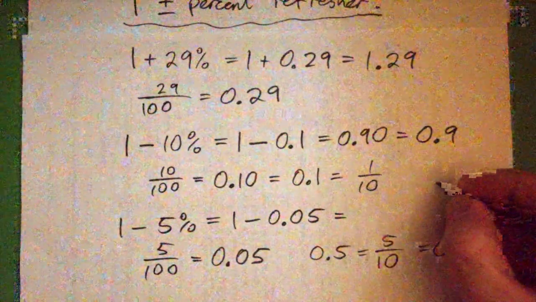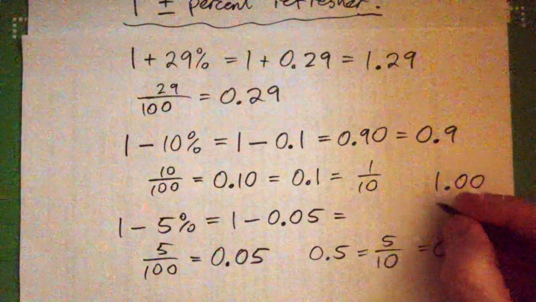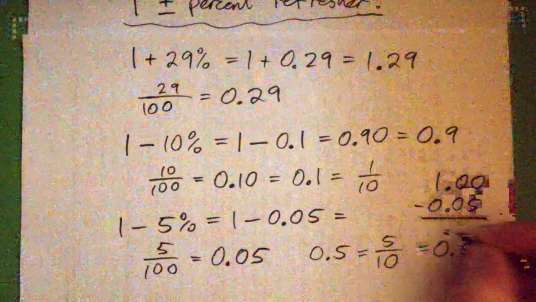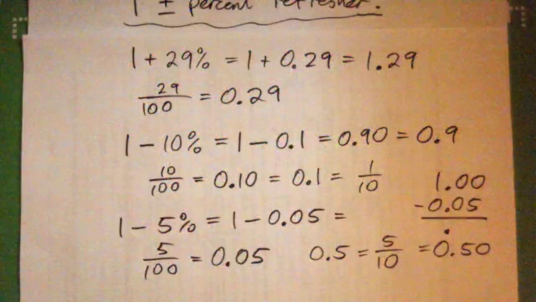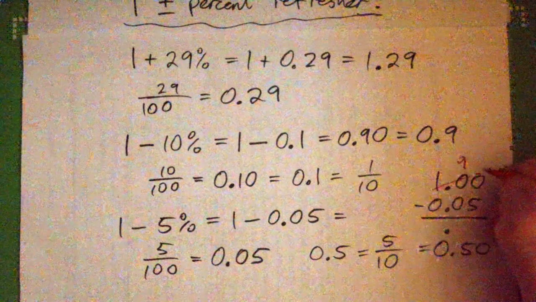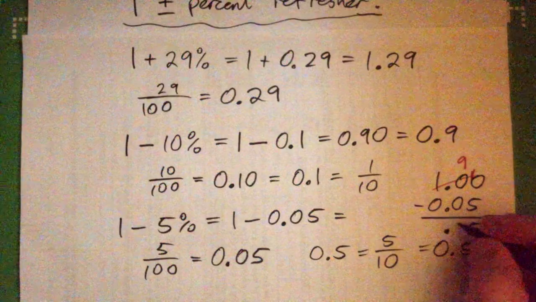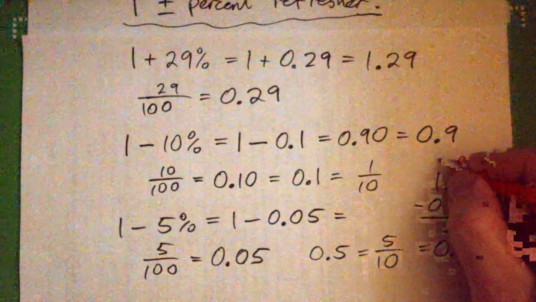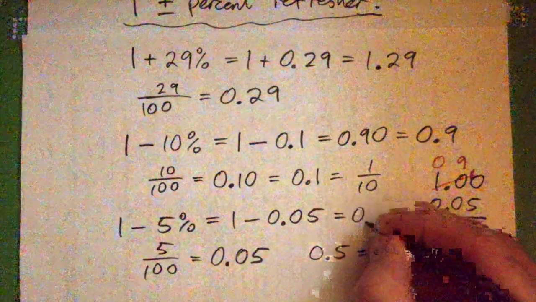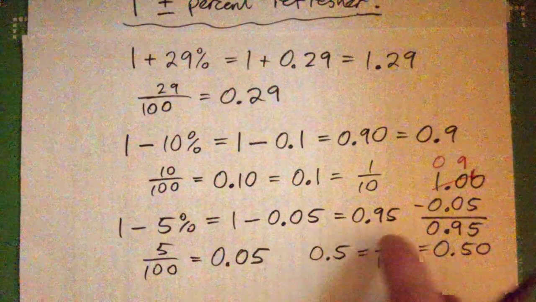0.95, good. If we did that like this, 1 is 1.00, subtract 0.05. The decimal point comes down, and we have to borrow from the 10, that becomes 9, and then 10 minus 5 is 5, and 9 minus 0 is 9. So 0.95. A dollar, take away 5 pennies is 95 cents. Agreed?